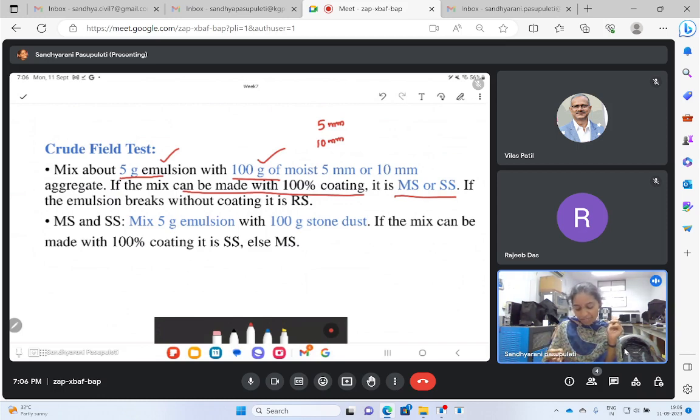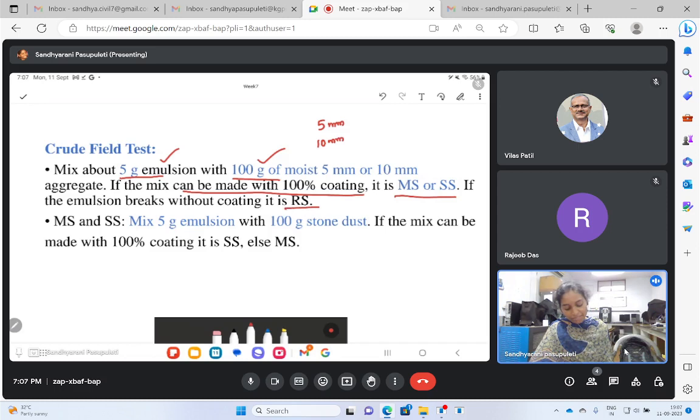If the emulsion breaks without coating, what is the problem if it breaks immediately? That means the entire bitumen is coming into a single piece, so viscosity is increasing. If the viscosity increases, you do not have the lower viscous material available to coat the aggregates. So we want the emulsion to stay in the emulsification stage until it gets coated on the surface of the aggregate. Once it is coated on the surface of the aggregate, it is okay to break.